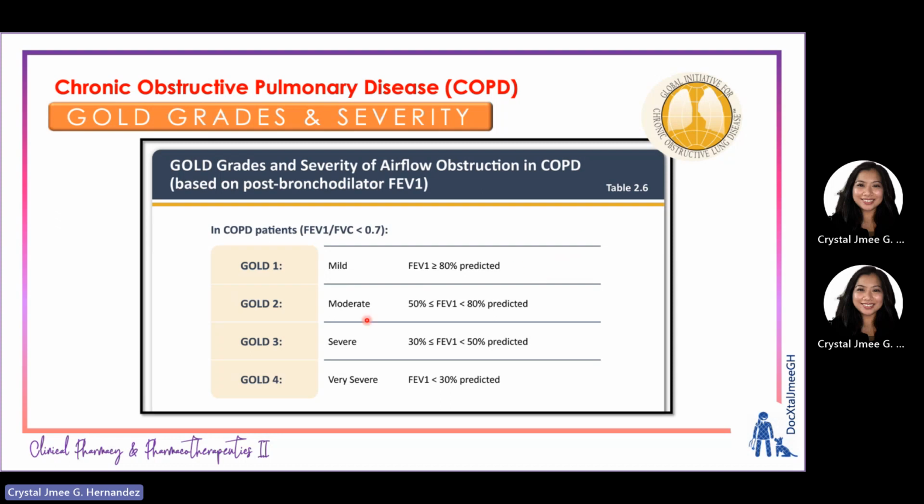GOLD 2 is moderate, with forced expiratory volume of 50% or more but less than 80% predicted. GOLD 3 or the severe, which is 30% or more but less than 50% predicted. And the very severe GOLD 4 would be forced expiratory volume of less than 30% predicted.